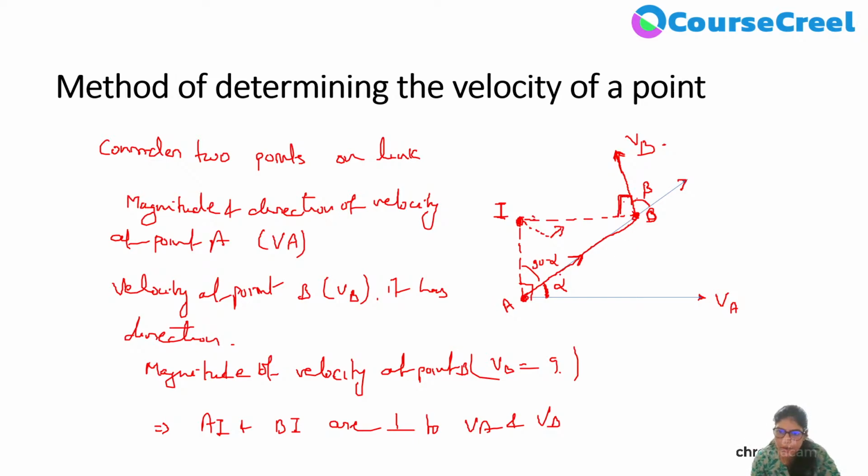So here we have the angles. Suppose this is 90, this is 90 minus alpha, and this should be 90 minus beta. Here we have defined all the angles. So this is alpha, this angle will be 90 minus alpha, this is beta, this is 90 minus beta, and this angle will be 90. So here we have triangle AIB, and we can apply Lami's theorem here.